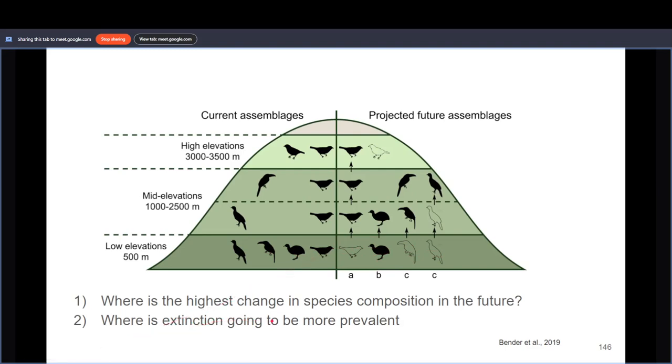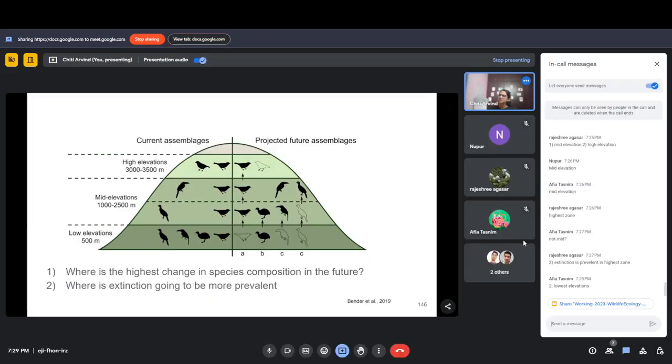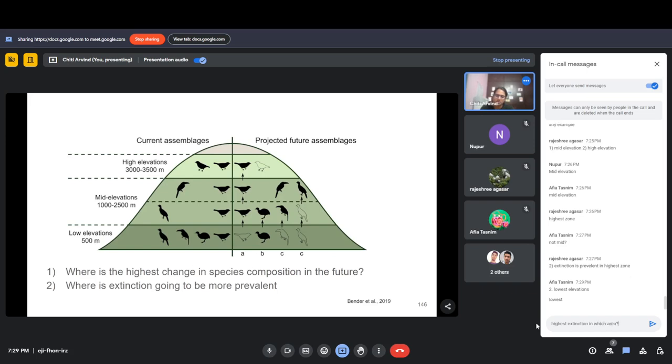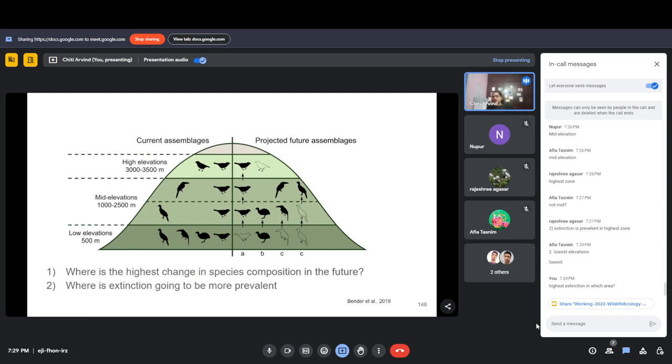And where is extinction going to be most prevalent? In which section? Sorry, I missed the chat. I was on another tab. So tell me, in which area is extinction going to be the most prevalent? Lowest elevation. Extinction means complete eradication of a species.